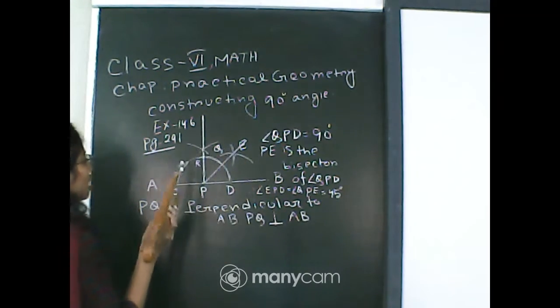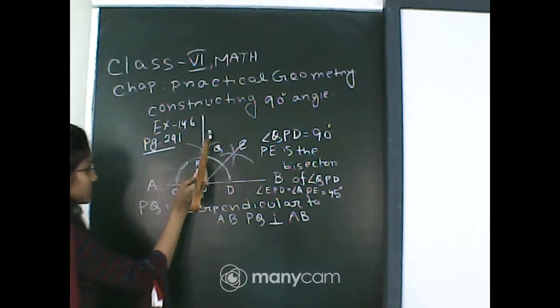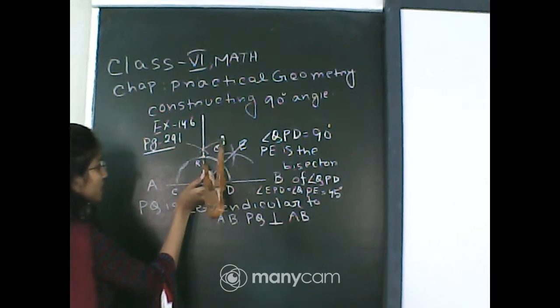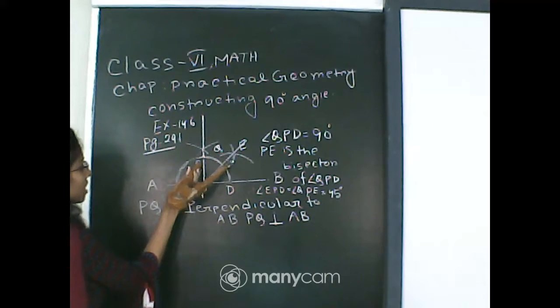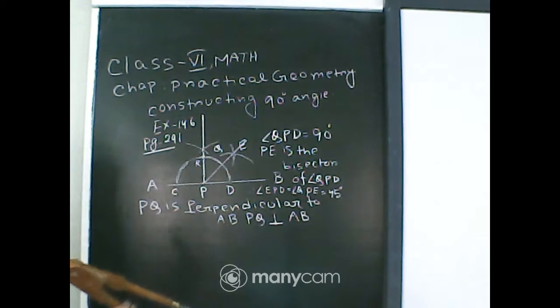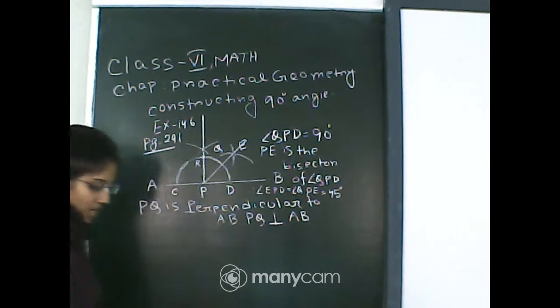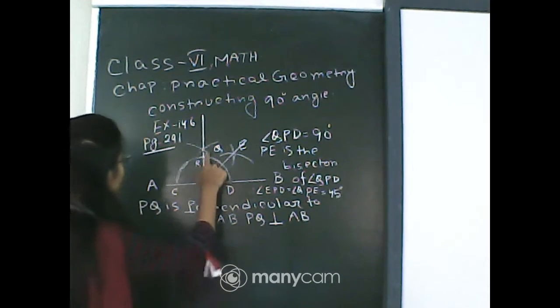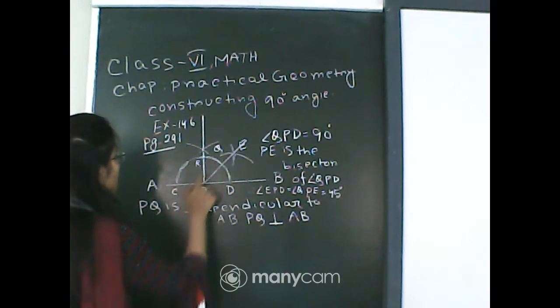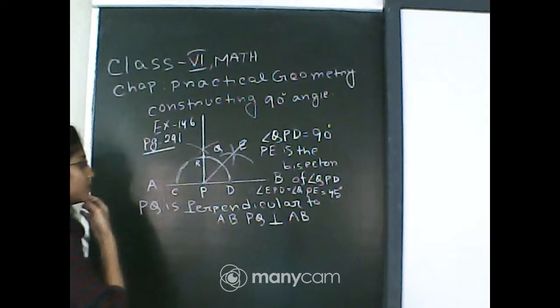Similarly, with R as center and with the same radius, we draw another arc. Suppose these two arcs intersect at E. Therefore, PE is the bisector of angle QPD. Here angle QPD is equal to 90 degree. Therefore, angle QPE is equal to angle EPD is equal to 45 degree.